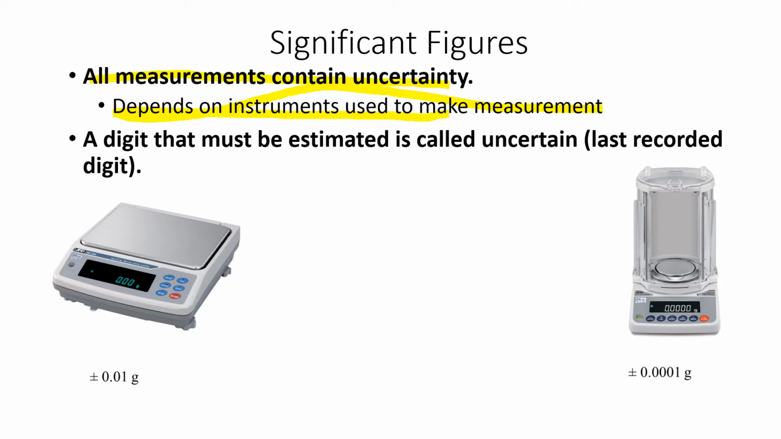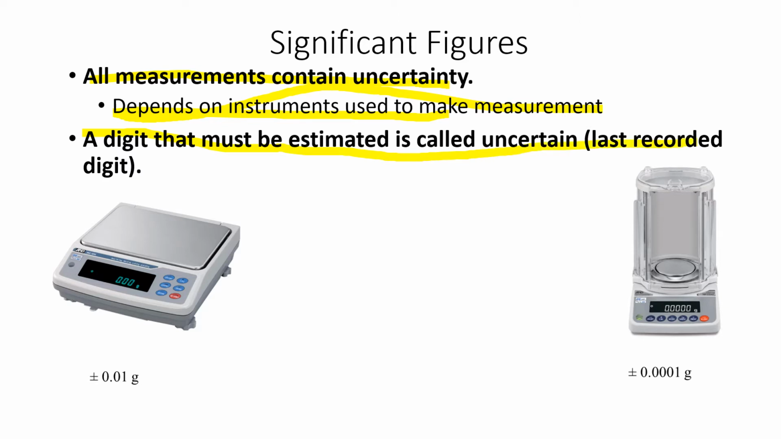A lot of times when we do a measurement, there's an estimated digit. A digit that's estimated is called uncertain. We're not really sure of that based upon what that instrument can provide for us. That's where the certainty ends and an estimation begins. And that's usually the last recorded digit.